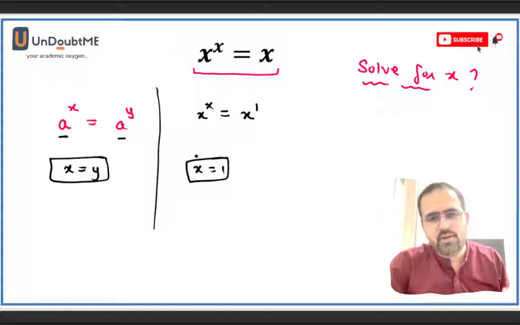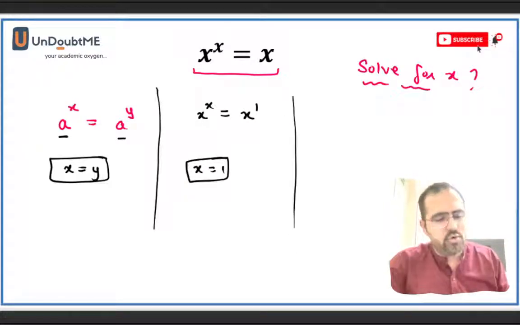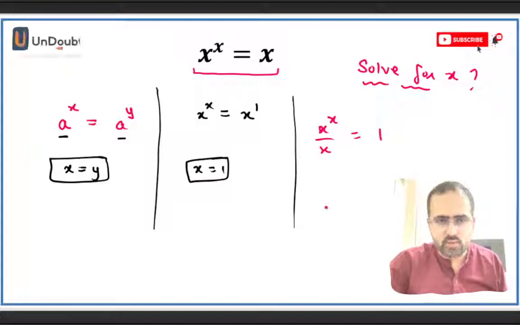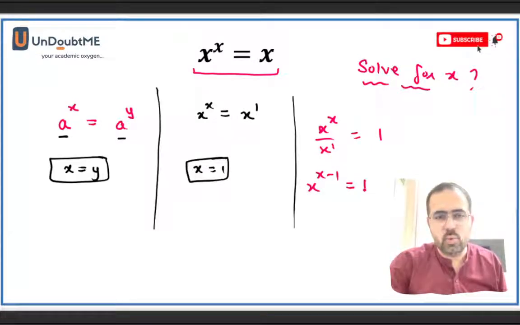Now let us see some other possibilities for the same question. We can also divide both the sides by x. If I divide both the sides by x, I will be getting x to the power x over x is equal to x over x, that is 1. On the left hand side, this is x to the power 1 in the denominator. So that will give me x to the power x minus 1 is equal to 1.